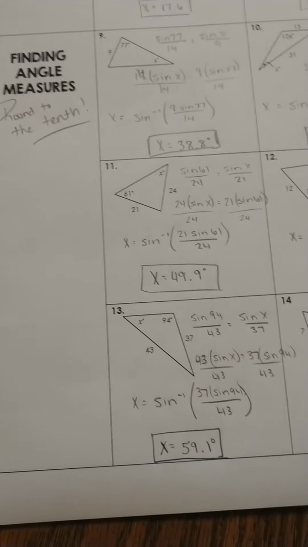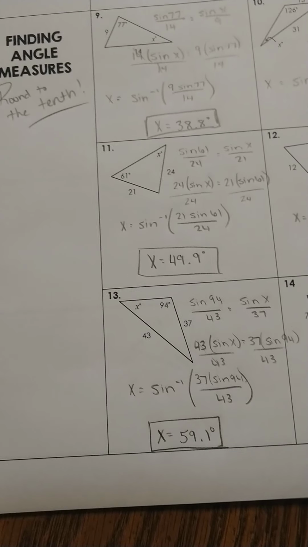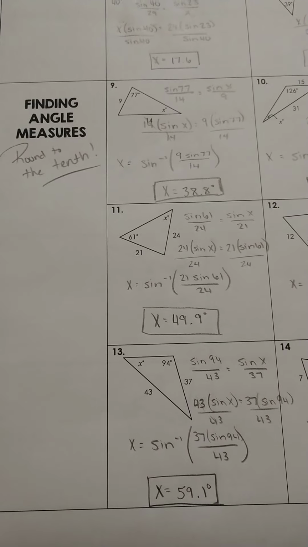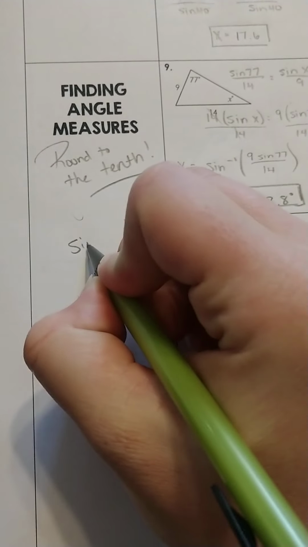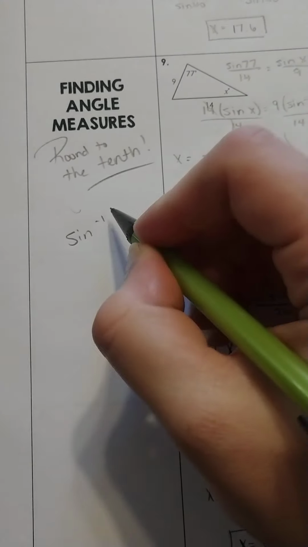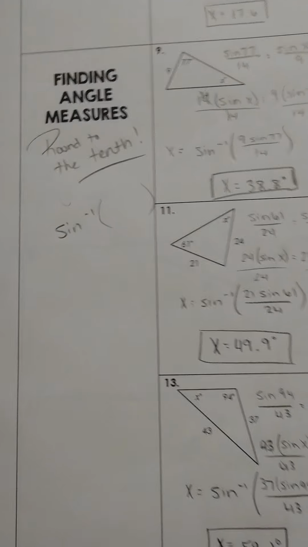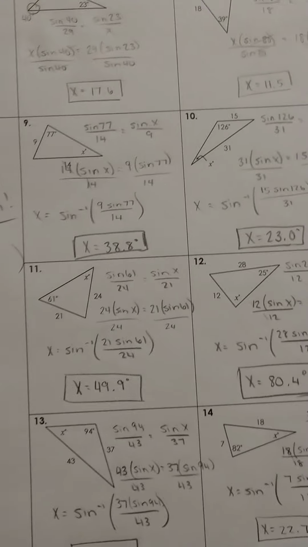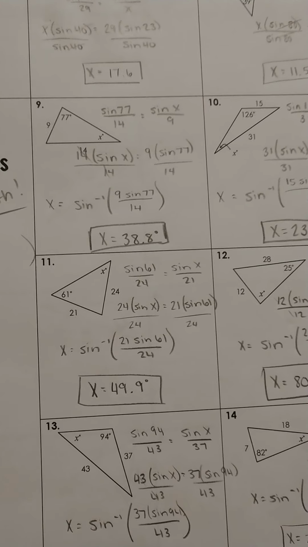Now, this next set is completely different. You're finding angle measures instead of sides. If you remember, to find an angle, you use the inverse. And since we're dealing with sine, we're going to be dealing a lot with inverse sine. And again, round to the nearest tenth. Sorry, didn't mean to move it that much on you.